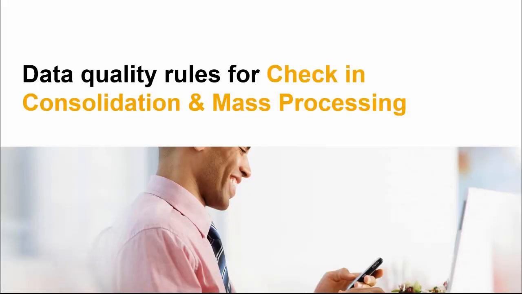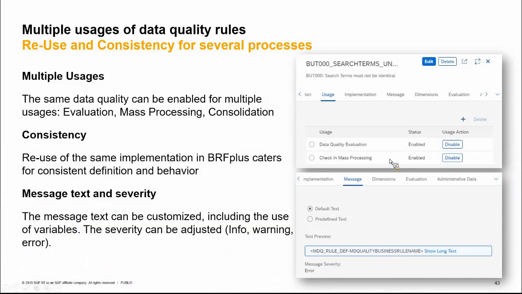Yeah, so then as the last part, because I see we're running out of time, you can, as said, use data quality rules for check and consolidation and mass processing. So in S4HANA Cloud, you can add additional usages like check and mass processing. And this, of course, has the benefit for reuse. So what you have implemented once can be used for multiple purposes.